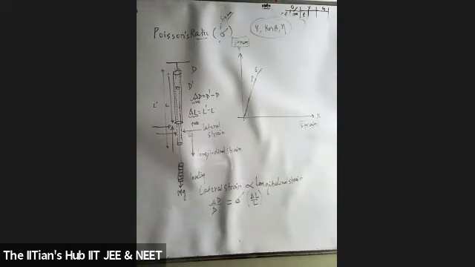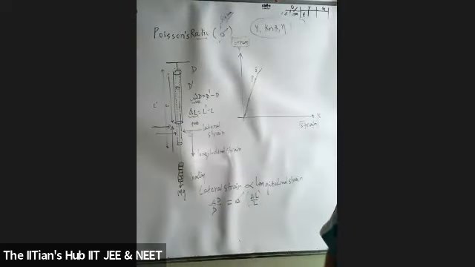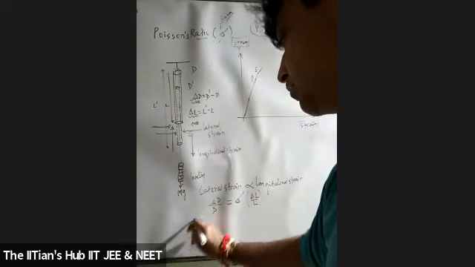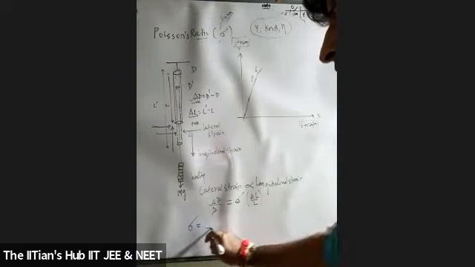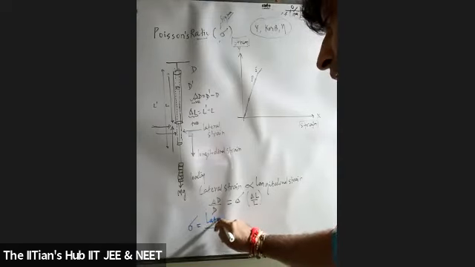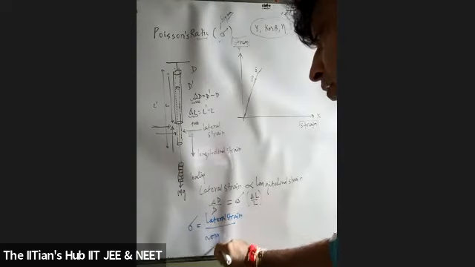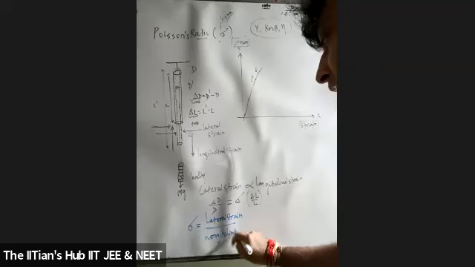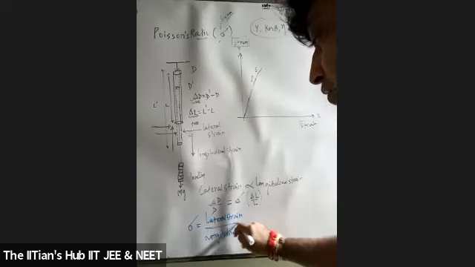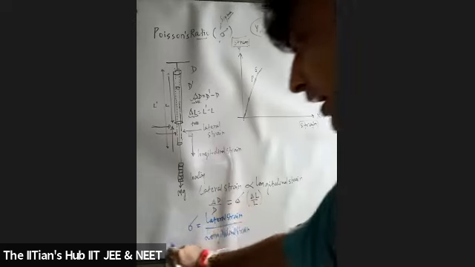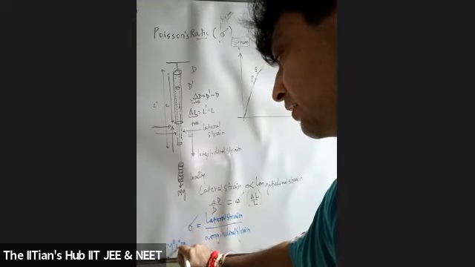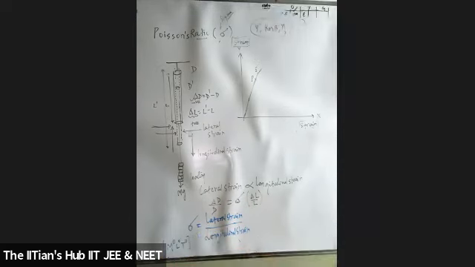So now, students, when somebody asks you to define Poisson's ratio, how do you define it? Poisson's ratio, students, is defined as the ratio of lateral strain to longitudinal strain. Students, it is a ratio of two strains. That is why its dimensions are M raised to 0, L raised to 0, T raised to 0. It has no unit.